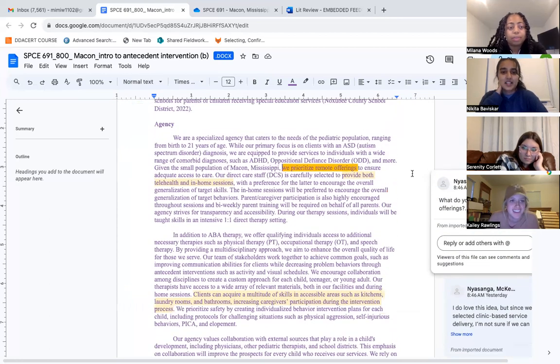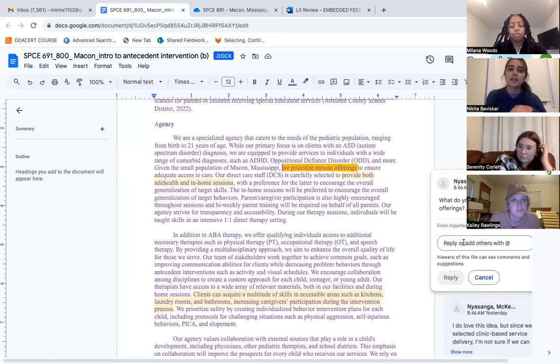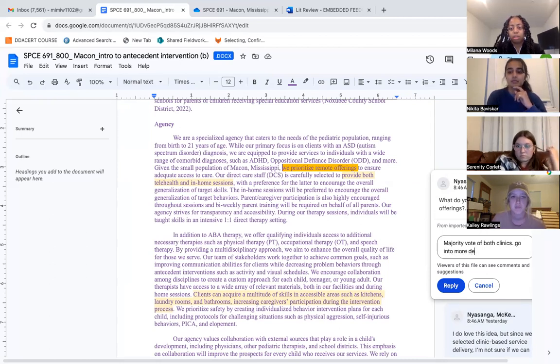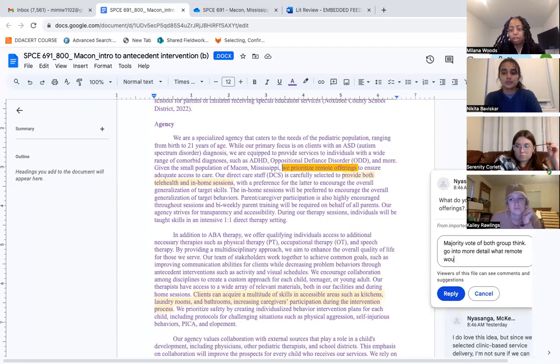So this is kind of what we were discussing with the remote, and we're going to have to figure out how we can incorporate both, but still keep it clinic. Just based on majority vote of both groups, we should keep what we decided in the first place, and then go into more detail about what remote offerings would be, because we have to remember our direct care staff and other people learning about this information might not know what that is. Okay, so majority vote of what both groups think, and go into more detail about what remote would look like.